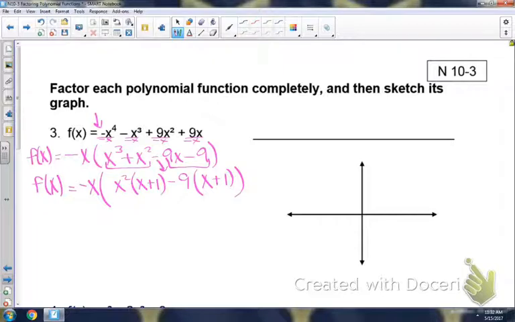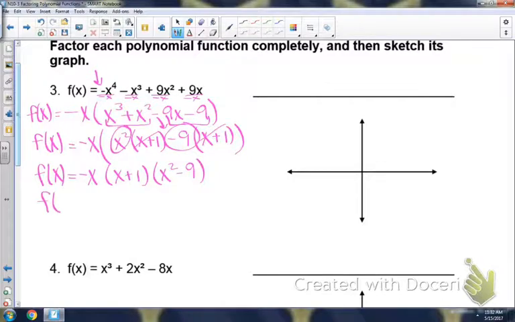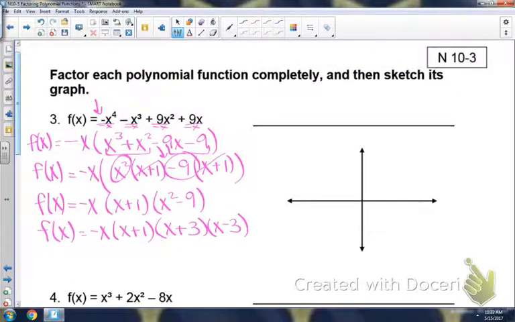Remember, those have to match. If they don't match, you did something wrong. That's not your answer. Remember, you have to go another step. X plus 1 is one of my factors. The other factor is grouping these, which is a difference of squares. So we can go one more step. X squared minus 9 would factor to x plus 3 and x minus 3. Okay, so there's my function.